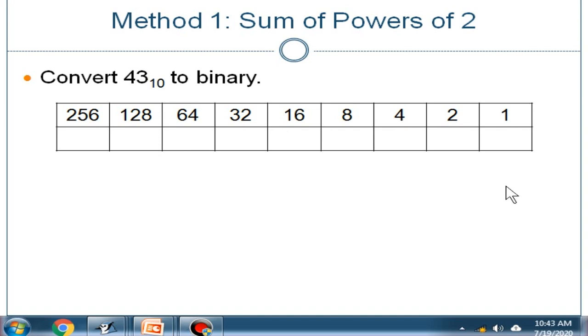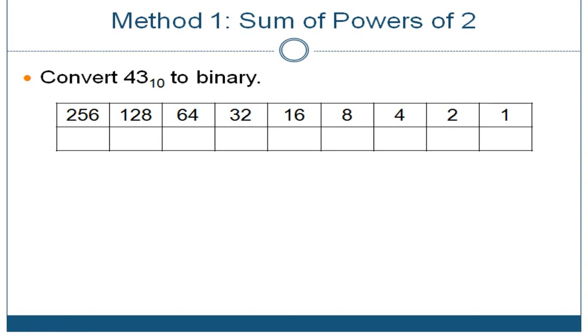Now you are going to start. First, find the closest number to 43, that is 32. You have to subtract that. So 43 minus 32 equals 11. This is the answer you got. Since we used 32, you have to put 1 below 32. Now you have the answer 11.